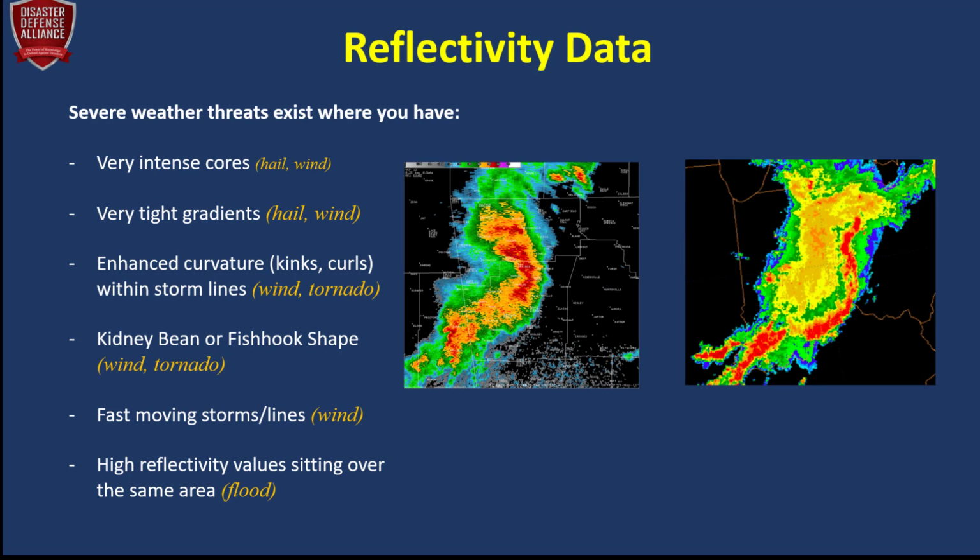For thunderstorm lines, curvature that develops over time within the line means something is going on, usually related to strong winds. So a bowing of the line or curvature developing within it can be a damaging wind signature, especially when you have a tight leading reflectivity gradient, that is a sharp change from blue to orange or red along the leading edge of the line.